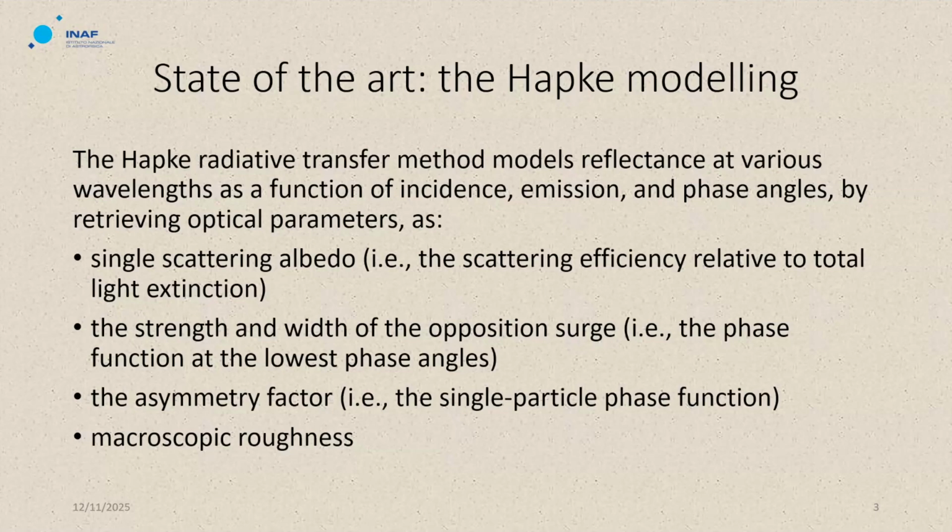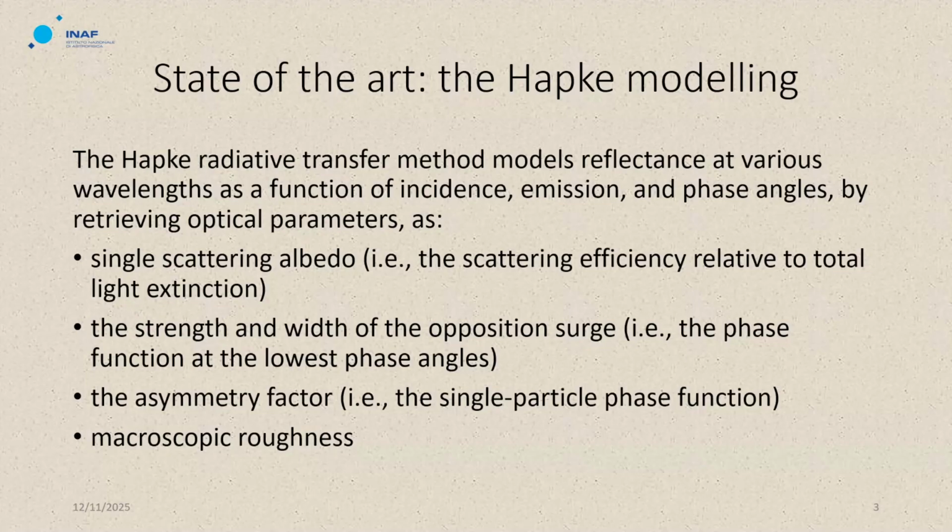And the width is the width. The asymmetry factor is related to the single particle phase function, because we are looking at the phase function of a surface. Phase function is the reflectance as a function of phase angle, and we generally study the average surface behavior, but each particle of the surface has its own phase function. And finally, macroscopic roughness, which is the roughness of the surface.